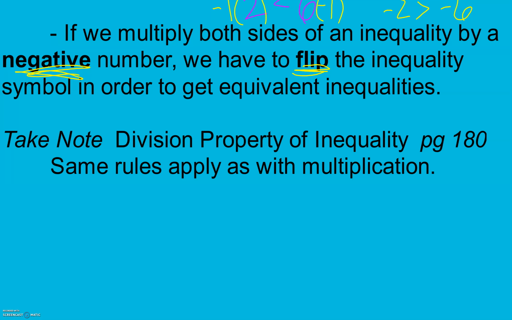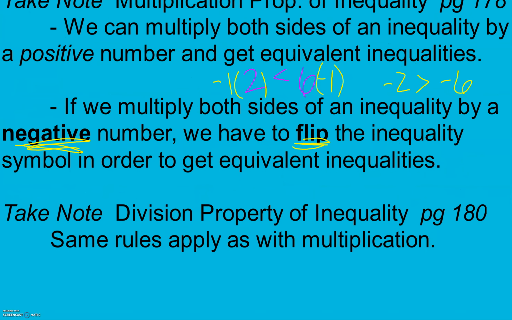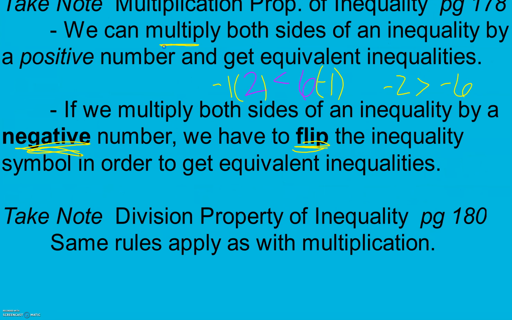Here it's the same rules as multiplication. So again, we can divide both sides of an inequality by a positive number and get equivalent inequalities. But if we divide both sides of an inequality by a negative number, we still have to flip the inequality symbol in order to get equivalent inequalities. So if we're multiplying or dividing by a positive number, we keep our inequality. If we're multiplying or dividing by a negative number, we flip it.